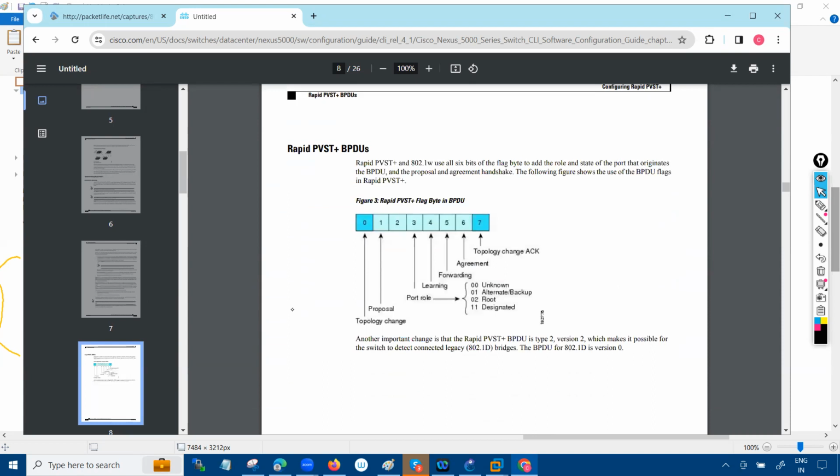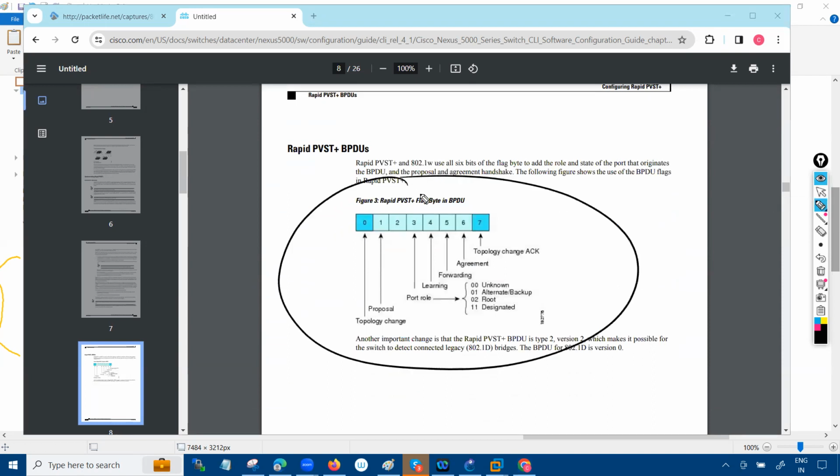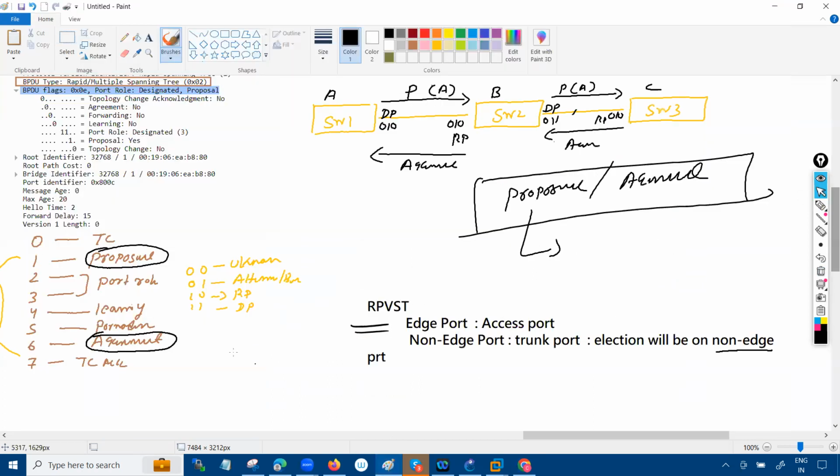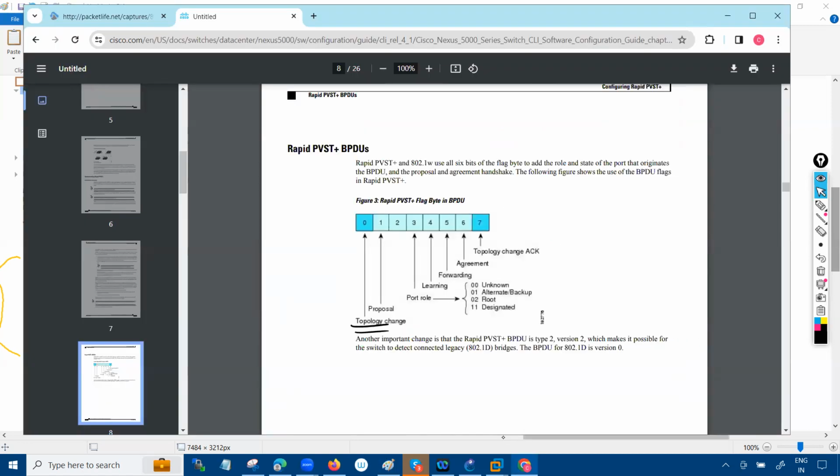Right, so we have already discussed this BPDU, the flag of the RPVST protocol. Bit 0 is a topology change, as I have already mentioned over there. And bit 7 is a topology change acknowledgement, and then after that we have agreement, proposal, forwarding, and learning.